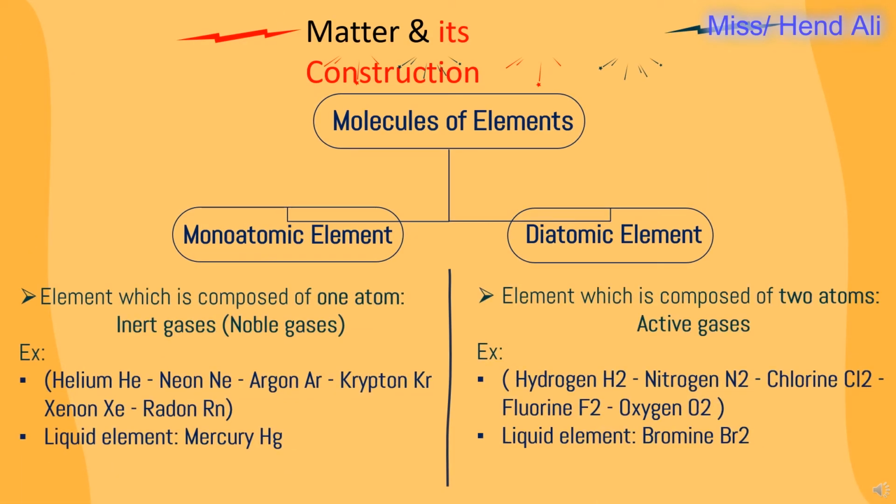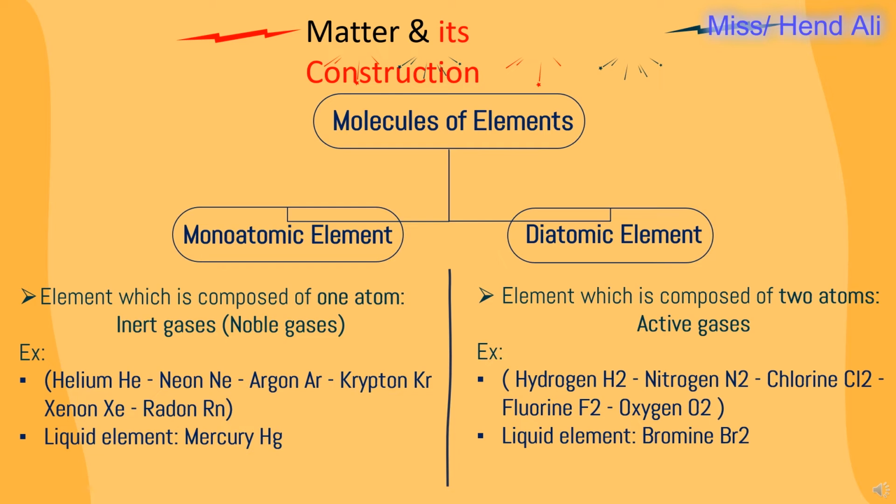We have two types of elements, monatomic element and diatomic element. Monatomic element. What's meant by monatomic element? Monatomic elements are elements which are composed of one atom. Elements which are composed of one atom are called monatomic elements. Like what? Helium, neon, argon, krypton, xenon, radon. All of these are called inert gases or noble gases. And an example of a monatomic element which is liquid is mercury.